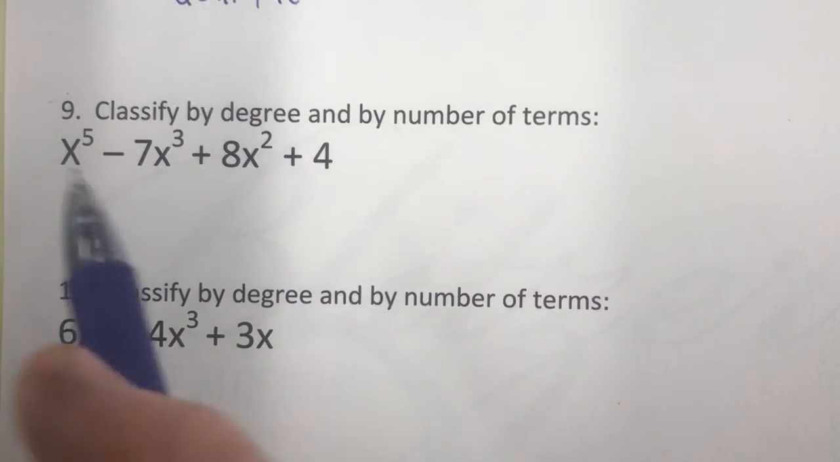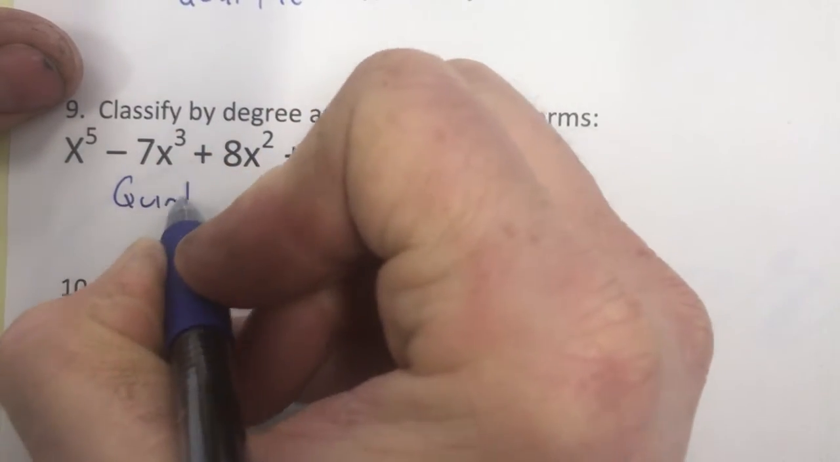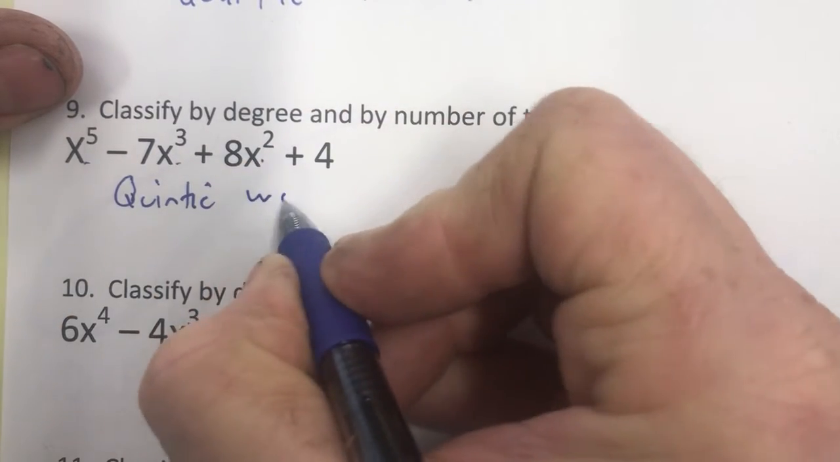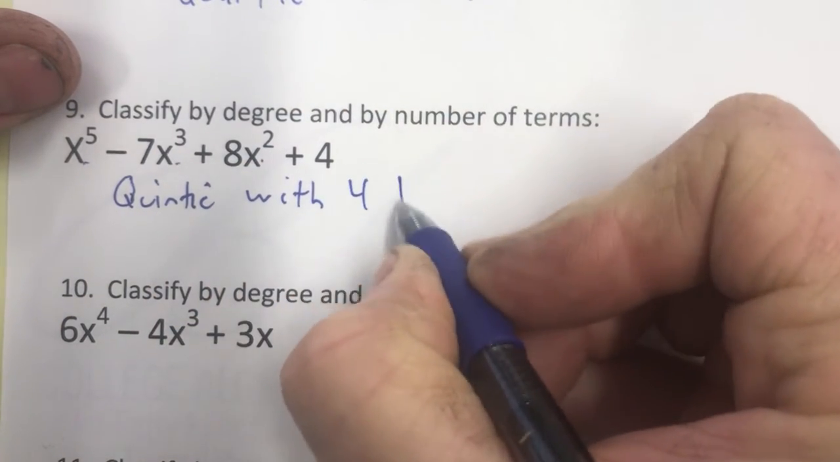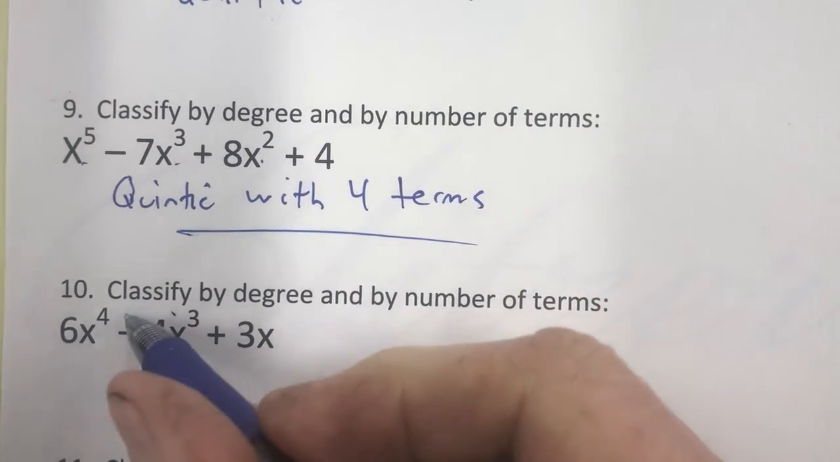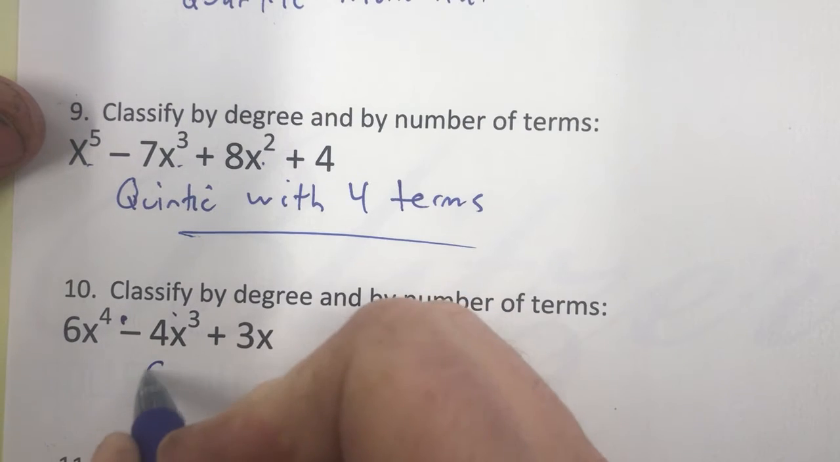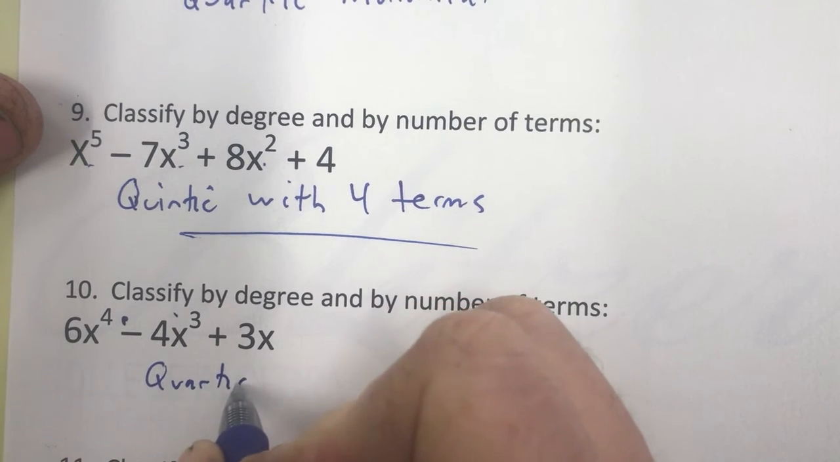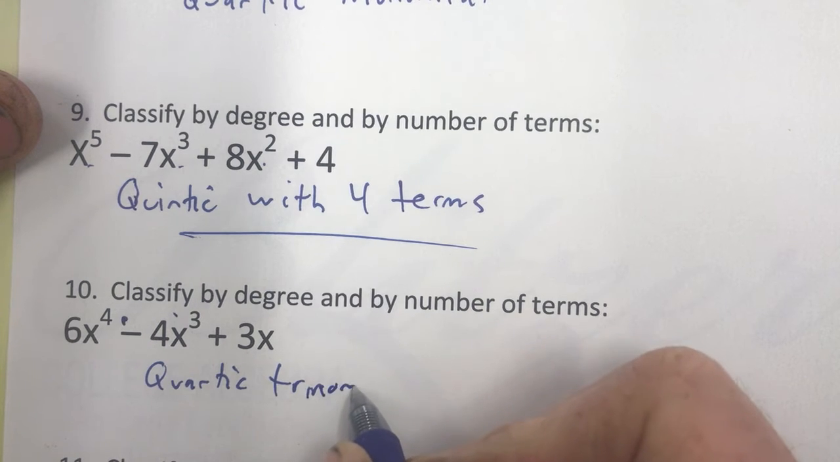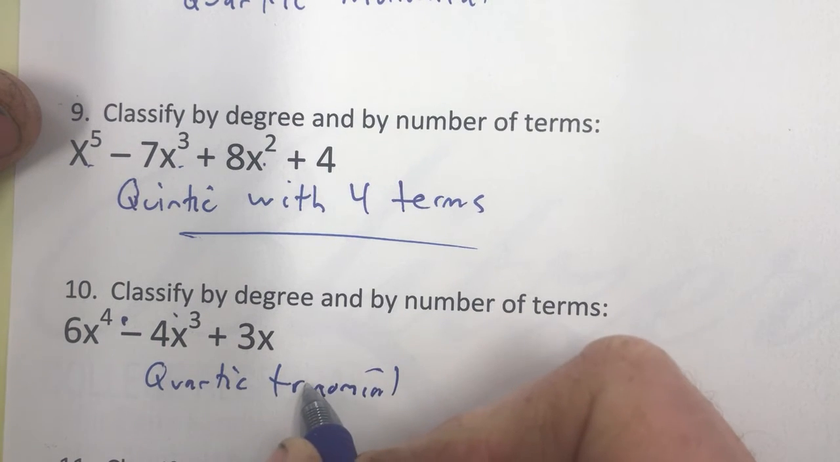What about here? All right, the highest power is 5, so that's quintic. And it's 1, 2, 3 with 4 terms. Okay. This one here looks to the 4th power. That's quartic. And it's a trinomial.